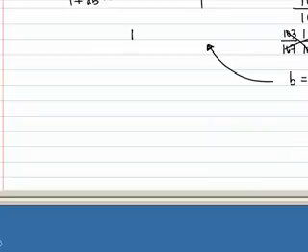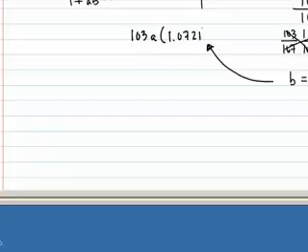So 103 equals a times 1.0721 to the negative second power equals 897.